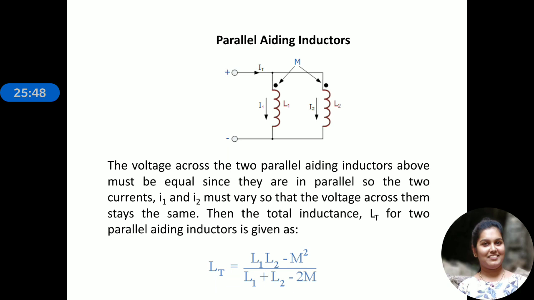So if one of the two coils was reversed with respect to the other, we would have two parallel opposing inductors, and the mutual inductance M that exists between the two coils will have a cancelling effect on each coil instead of an aiding effect. Okay.